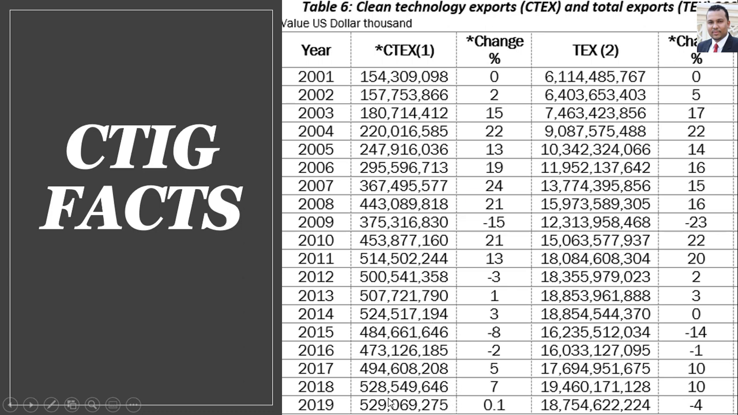Mainly, what about the last or updated value in the year 2019? This is 529 billions of dollars, the volume of clean technology export for the world. What about the total export in the same year? We talk about 18 trillions of dollars, 18.7 trillions of dollars.